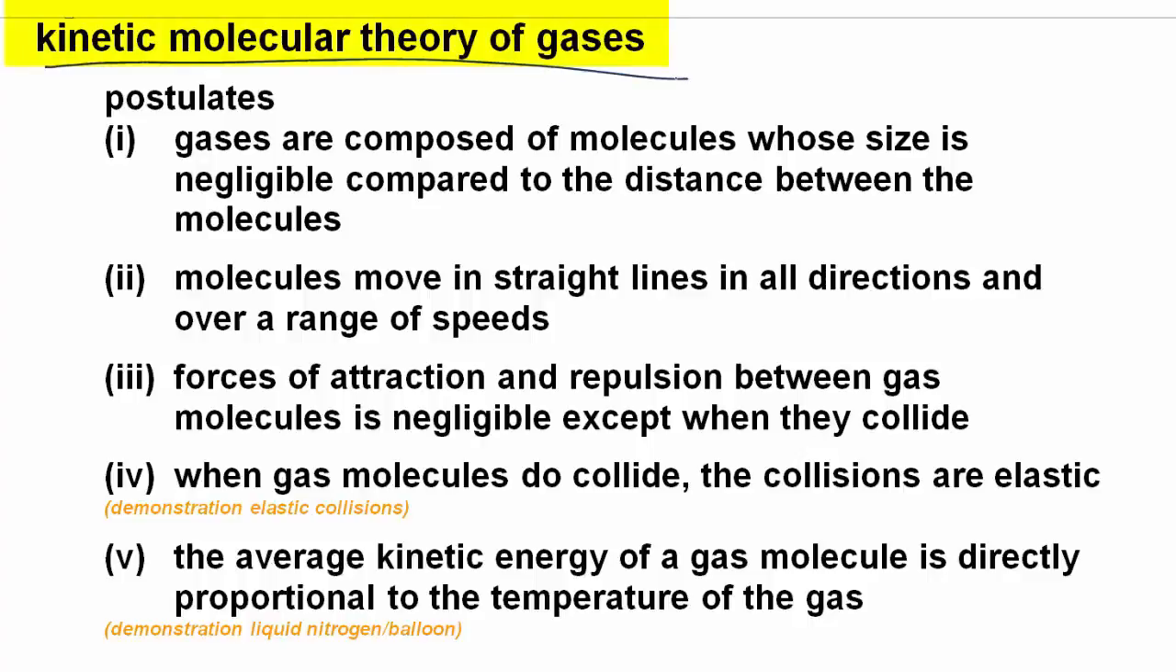It has several postulates, several main ideas. One is that gases are composed of molecules whose size is negligible compared to the distance between the molecules, so very extremely small particles. These molecules move in straight lines in all directions and over a range of speeds, but they have an average speed. Forces of attraction and repulsion between the gas molecules are negligible except when they collide. When gas molecules do collide, the collisions are elastic.